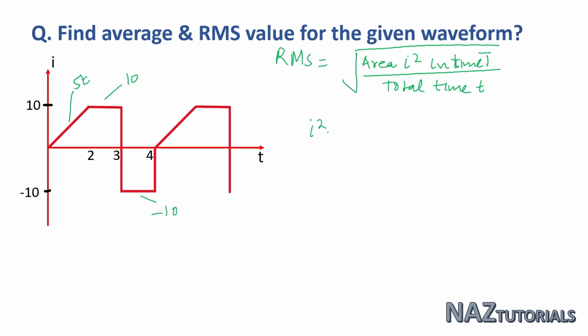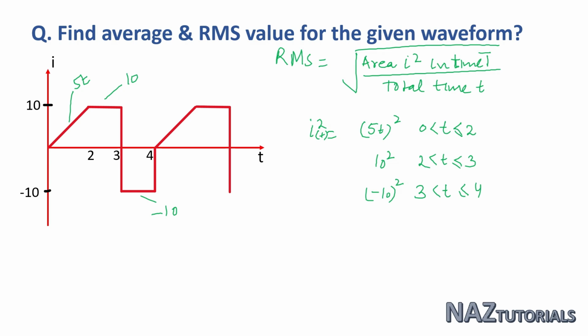So if you analyze the I square for time 0 to 2 seconds, it is 5t square. For time 2 to 3 seconds, it is 10 square, and for time 3 to 4 seconds, it is minus 10 square. This is the current waveform I square t.